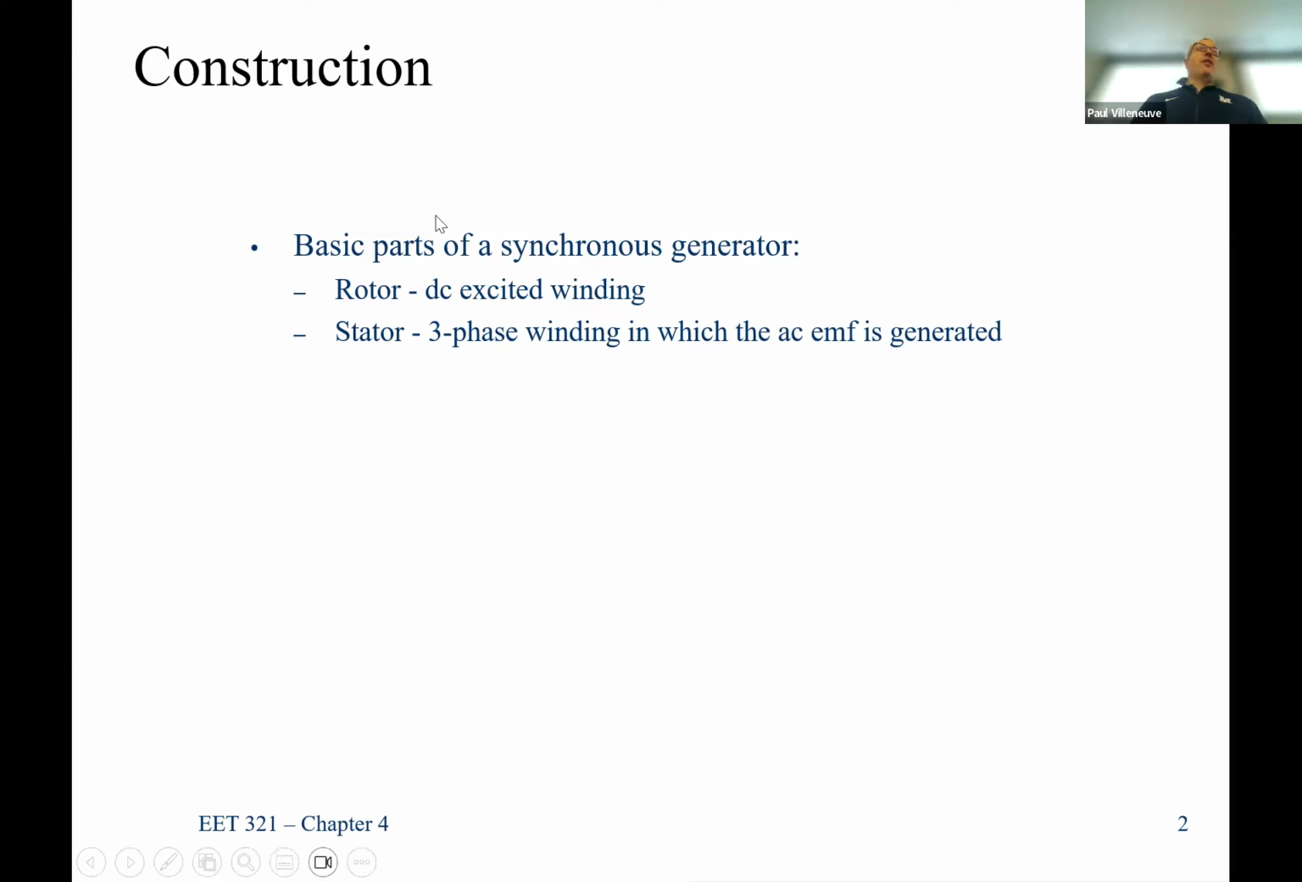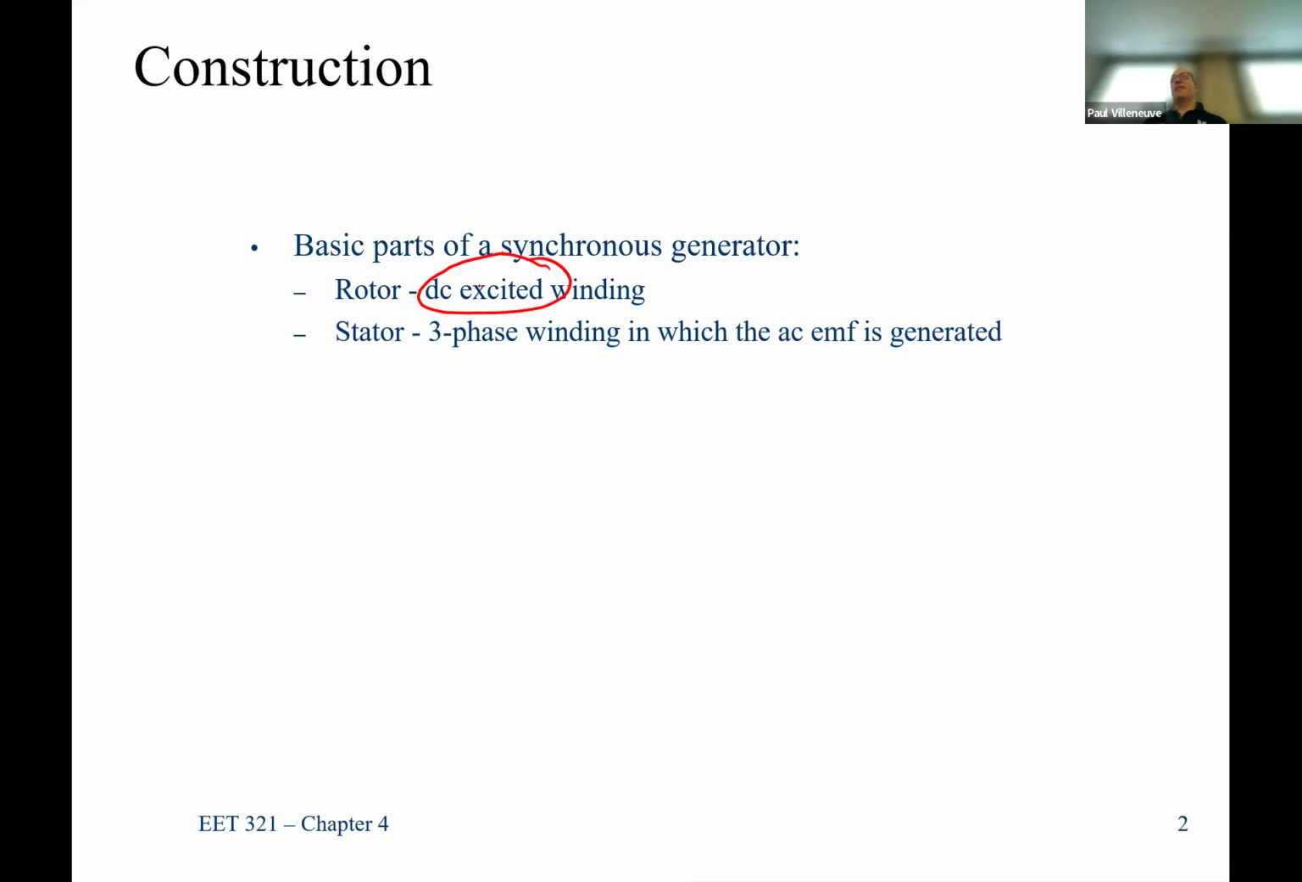And most of our synchronous generators will have a rotor that is excited by a DC voltage. And that's the key thing. Make sure you highlight it, because it's very different from an induction machine to a synchronous machine: the rotor.